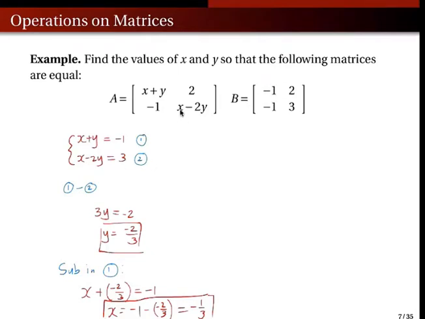Whereas the other guy, you have x minus 2y. So minus 2y, you will have minus 2 times negative 2/3. That's 4/3. So positive 4/3. So minus 1/3 plus 4/3. What do we get? I have an error in this part.